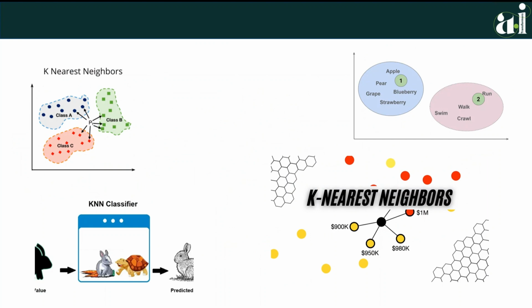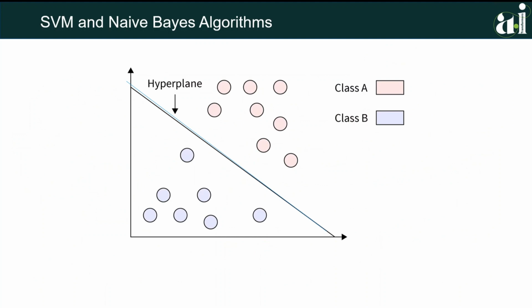KNN is proof that a simple idea can lead to powerful predictions. Whether you're sorting emails, pricing homes, or even identifying animals, it's all about finding the right neighbor. So the next time you're faced with a machine learning problem, remember, sometimes the answer is just next door.